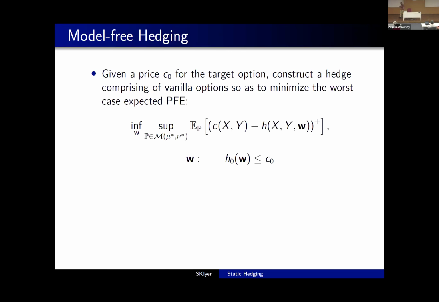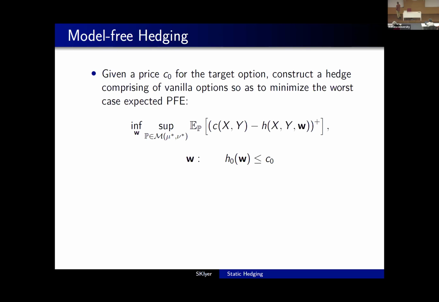So mathematically speaking, the way we formulate the problem is we fix certain weights W, and this H of X, Y, W is a linear combination of plain vanilla calls expiring at time U and capital T, right? And it's a weighted linear combination of those plain vanilla calls. And the (C minus H)+ is the shortfall. So you look at the expected shortfall under some probability measure, martingale measure P, and you look at the worst case scenario, right? Look at all martingale measures which have marginals mu star and nu star, and you look at the worst case scenario. Okay.